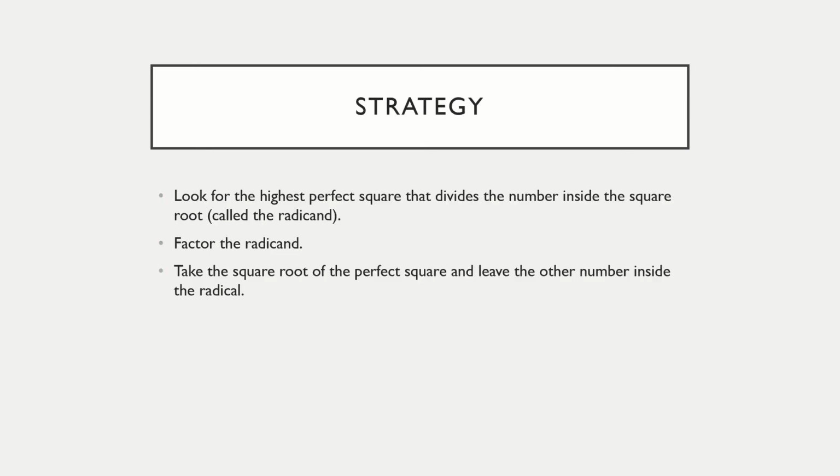The strategy for simplifying radicals is that you have to look for the highest perfect square that divides the number inside the square root. We call that number the radicand. Then you factor the radicand. Then you take the square root of the perfect square and leave the other number inside the radical. Okay, so those are the steps. That is the strategy. So we're going to go over two examples of how to do that today.